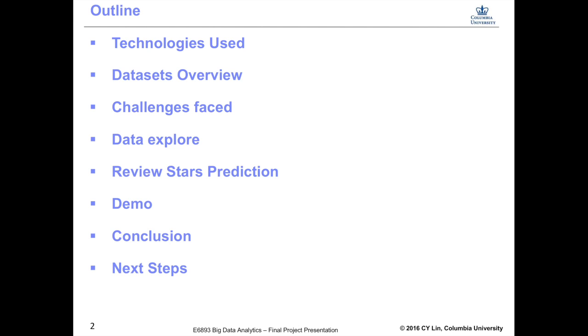So here is the outline for our project presentation. We will first talk about the technologies we used and then give an overview of the data set. We will also talk about the challenges we faced when dealing with data, and first the data exploration phase, and then we will talk about the review stars prediction algorithms. We will also give a demo of the web application, and finally we will give the conclusion and the next steps to expand our current project.